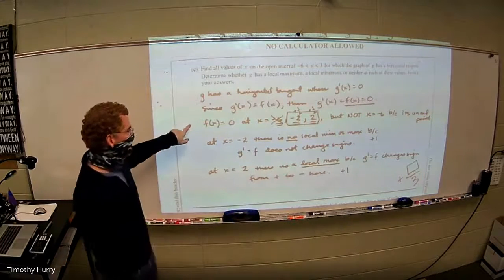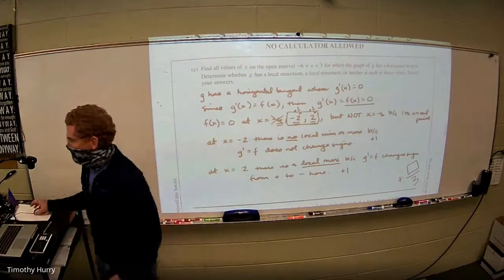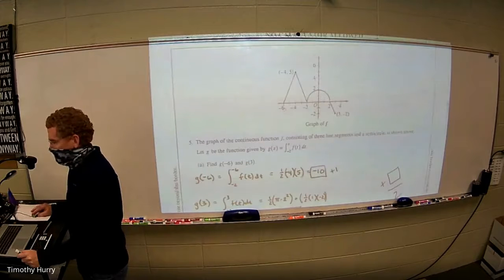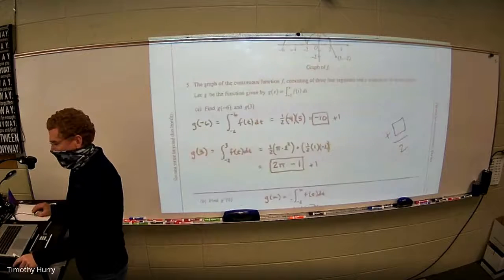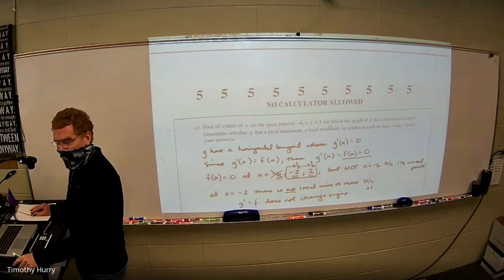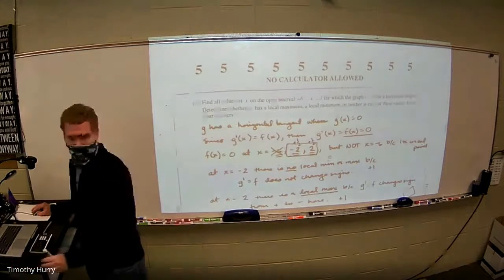So where does the function have a 0 value? -6, -2, and 2. So initially I'm saying that. And then I go back and I look at the question and it says, ooh, open interval. So I can't use the -6, but I can use the -2 and the 2.